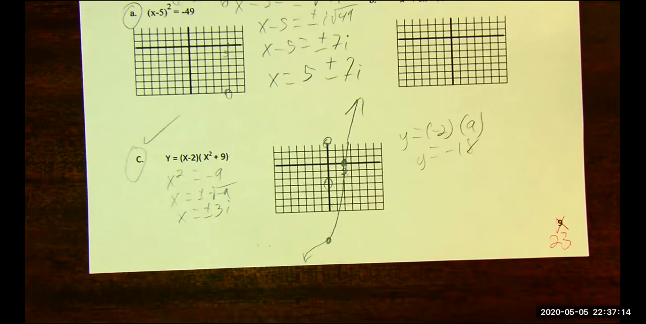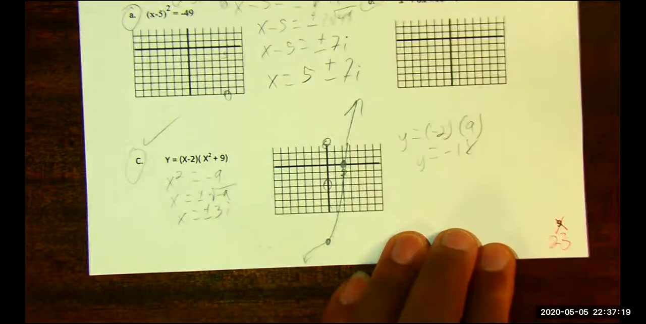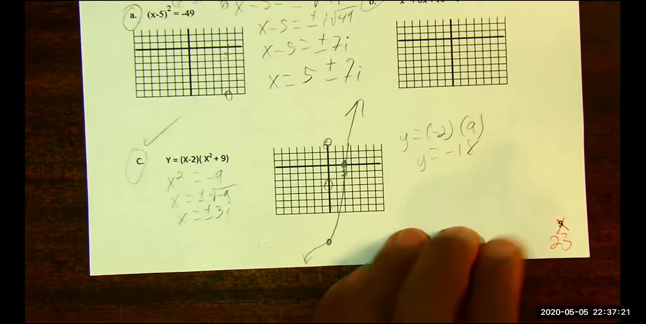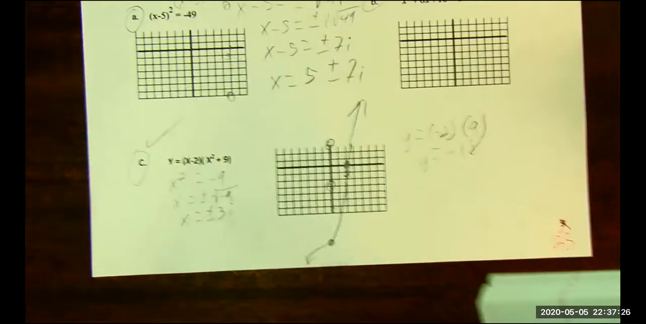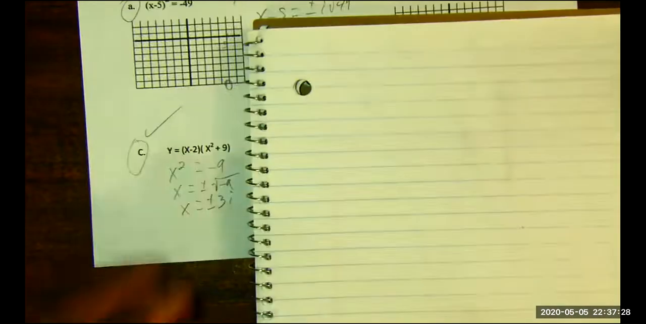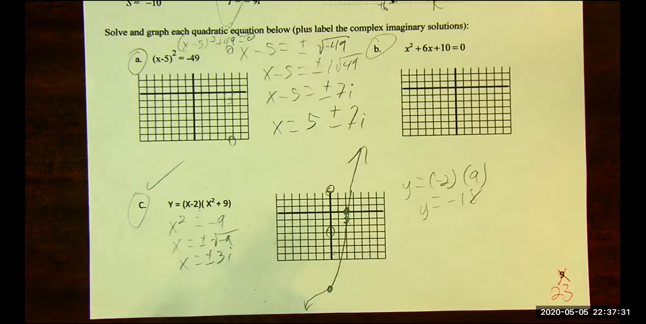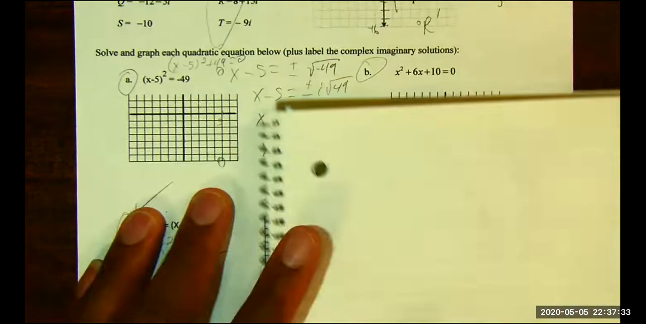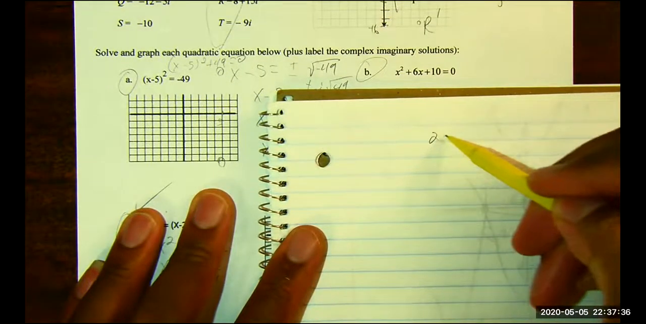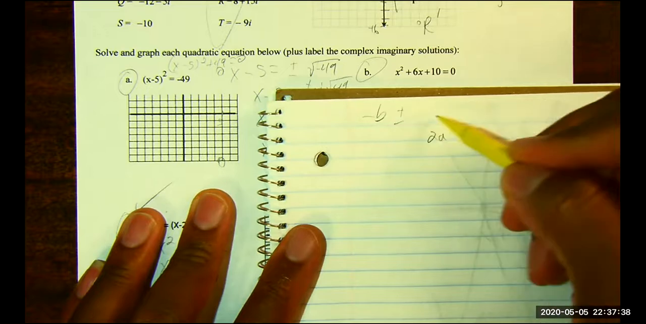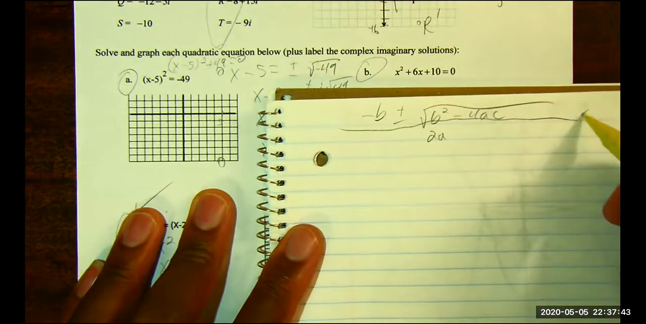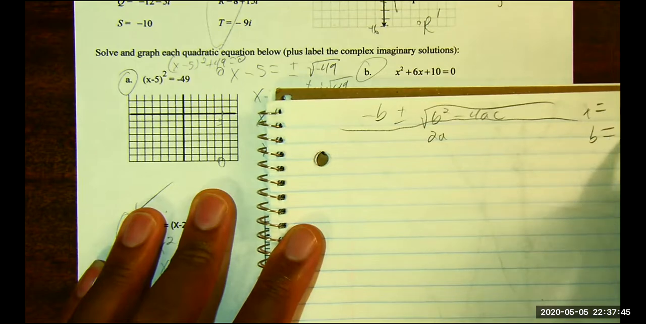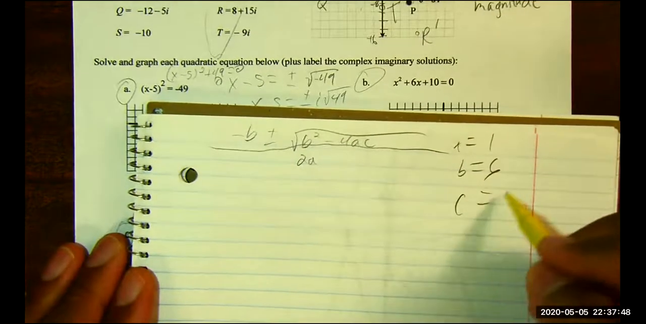I'm going to let you graph all that stuff on your own because my pinwheel's still going. You shouldn't be uncomfortable using these. I'm going to go ahead and do B for those that are uncomfortable using the quadratic equation. We could complete the square, but why not use the quadratic equation? Let's look at B. Over 2a, negative b, plus or minus the square root of b squared minus 4ac. A is 1, B is 6, C is 10.